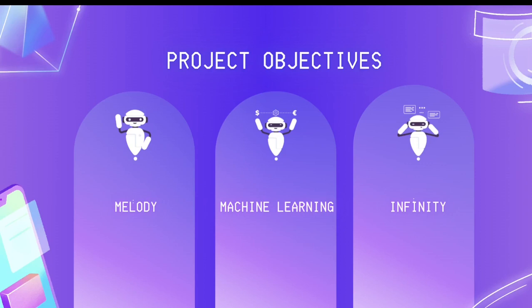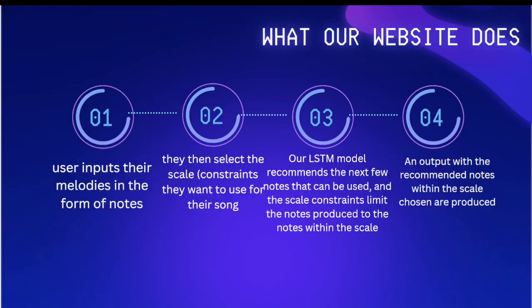In terms of project objectives, the first thing we want is to create melody, so something music related, where musicians can feel like they will get something useful out of this website and this framework that I've created. The second thing is we wanted to utilize recent technologies in machine learning. So I'll bring you through that later. And then the third theme is infinite. So we believe that music is infinite and the notes produced can also be infinite.